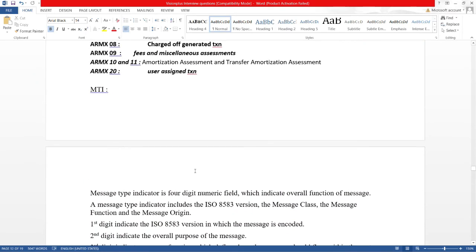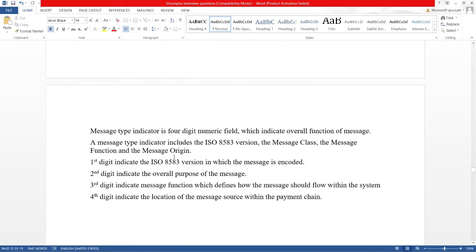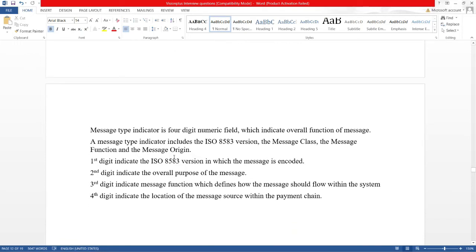Now, what is MTI? Suppose you are working on the first module, so the interviewer may ask this question. MTI stands for message type indicator, and it's a four-digit numeric field which indicates the overall function of the message. A message type indicator includes the ISO 8583 version. It indicates the message class, the message function, and message origin. The first digit indicates the ISO 8583 version in which the message is encoded.